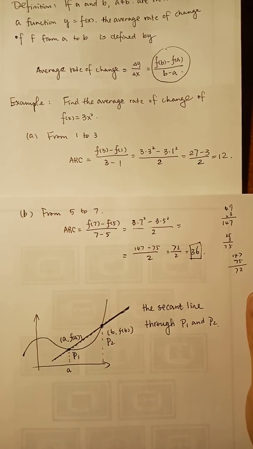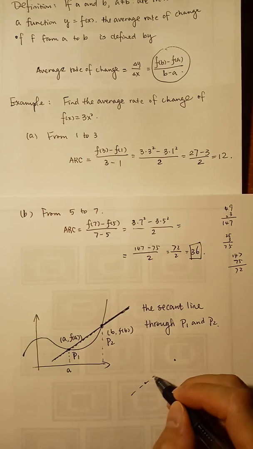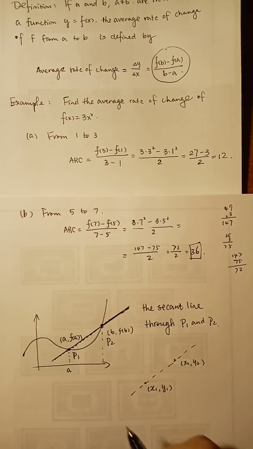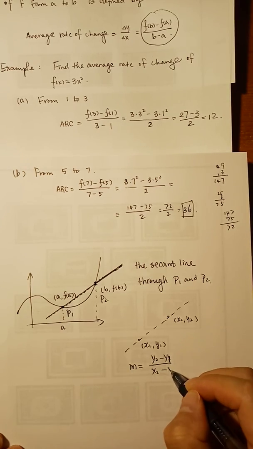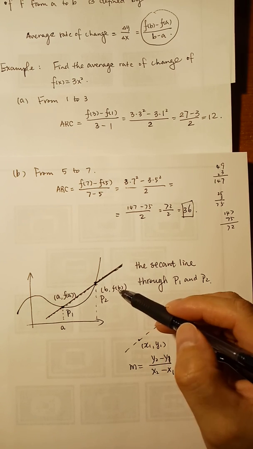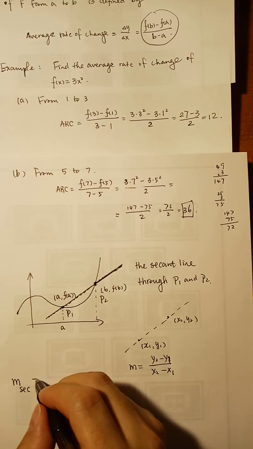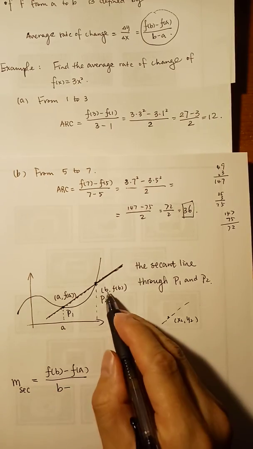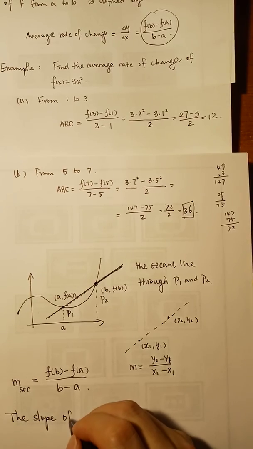Whenever you have a line, we are interested in the slope. What is the slope of this line? Remember, whenever you have two points, x1, y1 and x2, y2, the slope is y2 minus y1 over x2 minus x1, right? So that's the slope formula. Here, x2, y2 is (b, f(b)) and x1, y1 is (a, f(a)). So the slope of the secant line is y2 minus y1 over x2 minus x1.